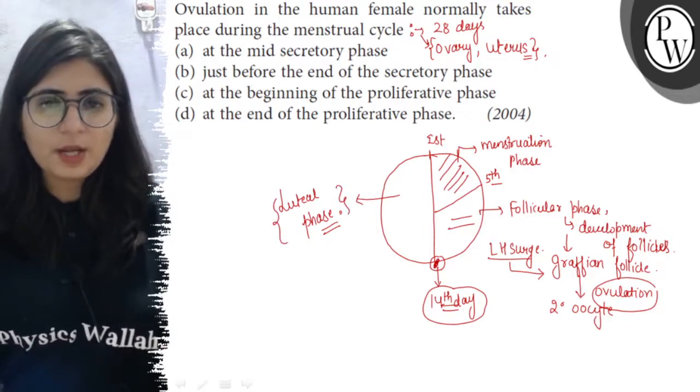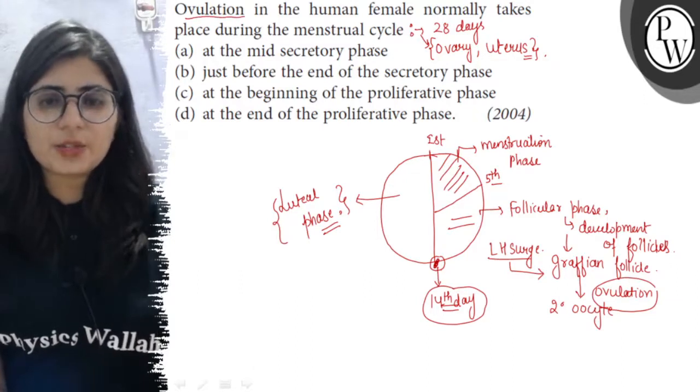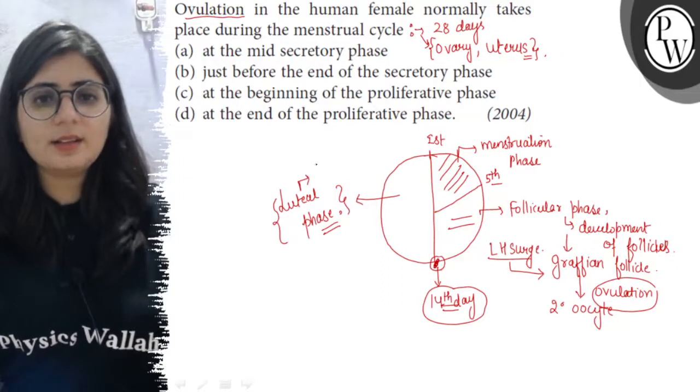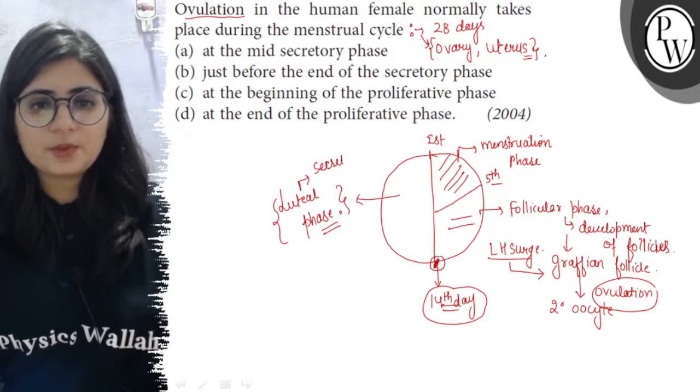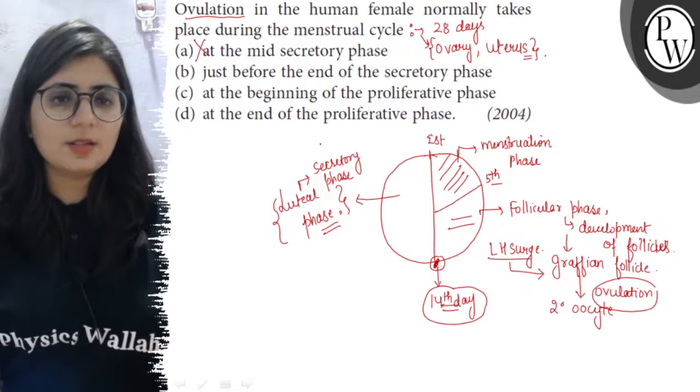Now if we look at the options here, ovulation means the release of secondary oocyte from the ovary. The option says at the mid secretory phase. The secretory phase is another name for the luteal phase. So it is not the right statement, because ovulation does not take place at the mid of the secretory phase. So it is not the right option.